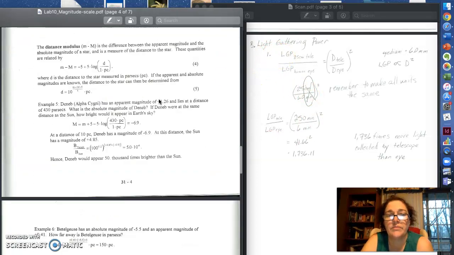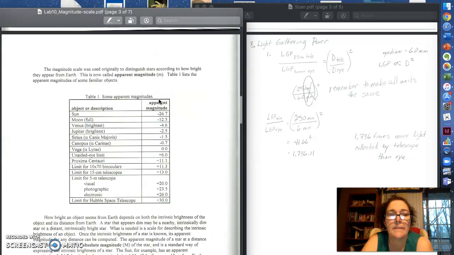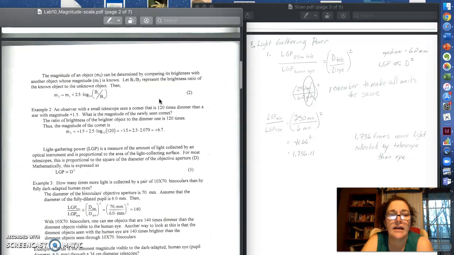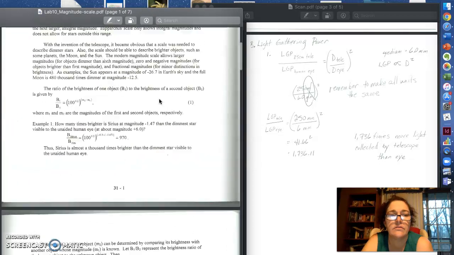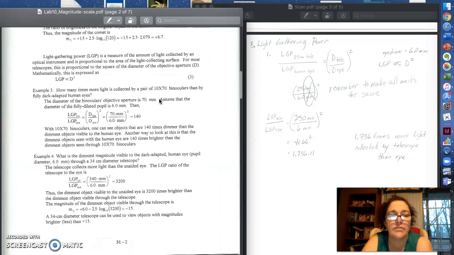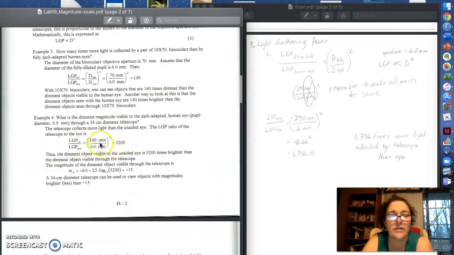So we come up here and light gathering power, that's the first time we see this formula. Light gathering power ratio from the telescope to the eye. So light gathering power of a 25 centimeter telescope divided by the light gathering power of the human eye.